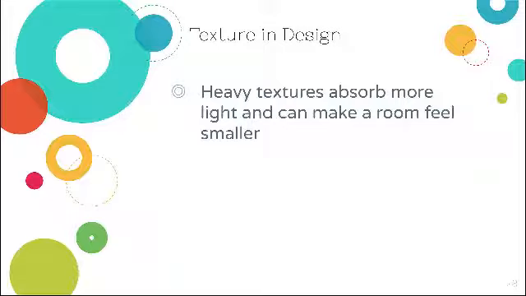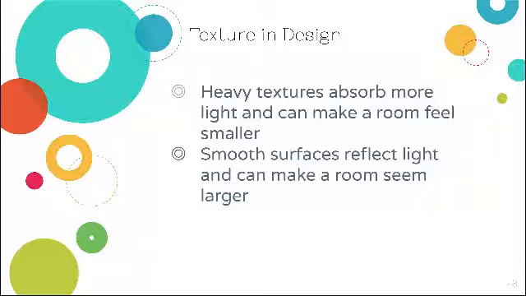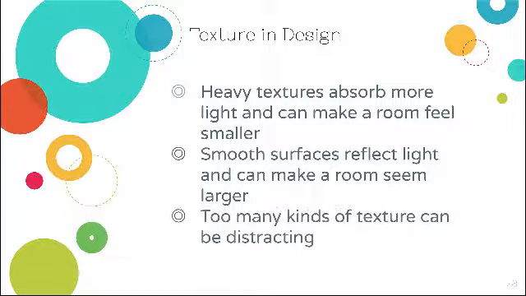Heavy textures absorb more light, so it can make a room feel smaller. So if you have a small room, you may not want to use very heavy textured items in the room. Smooth textures are going to reflect more light, so it's going to make a room feel larger. So again, in a small room, you might want to look for more of those smoother surfaces that might have a little bit more of a shiny finish to it that will reflect the light and make the room feel larger. Too many kinds of textures can be distracting if there's all kinds of things going on. Again, texture-wise, it can take away from the design of the room.